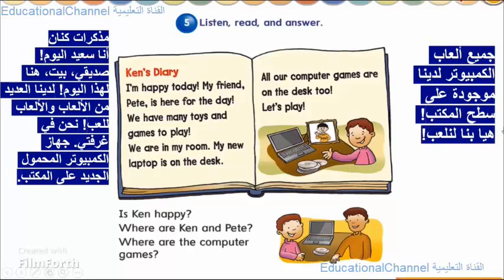I'm happy today. My friend Pete is here for the day. We have many toys and games to play. We are in my room. My new laptop is on the desk. All our computer games are on the desk too. Let's play. Is Ken happy? Where are Ken and Pete? Where are the computer games?